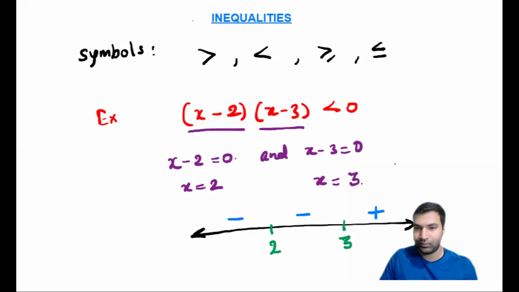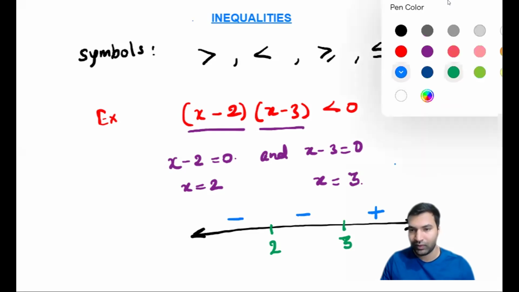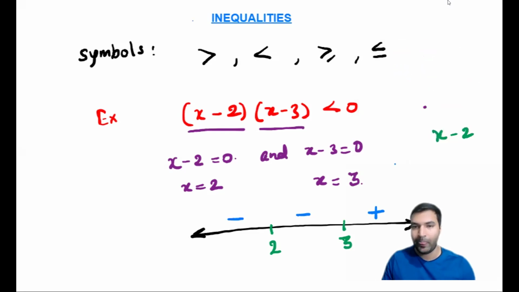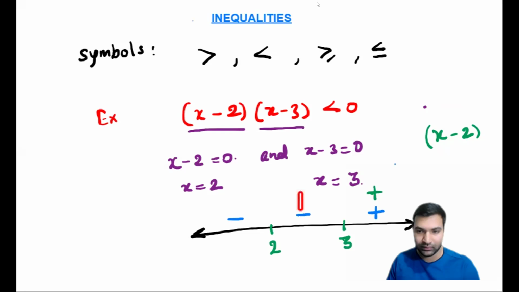Now let's see the sign of x minus 2. Let me take a different color. So I have now x minus 2. Now let's discuss the signs of x minus 2. I'm talking about the sign of this individual factor, which is x minus 2. If I take more than 3, let's say 4, what will be 4 minus 2? That will be positive 2. So what is the sign of this? That's positive. Now take anything between 2 and 3. If I take 2.5, 2.5 minus 2 is how much? That's 0.5. So that's positive over here, isn't it?